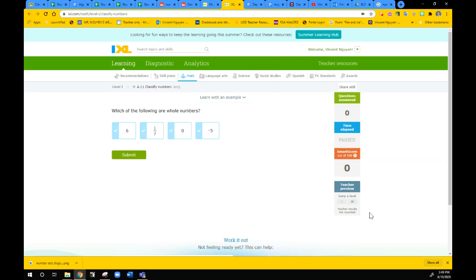So here's the first problem, and of course, once I start repeating, I'm going to jump levels down here. So let's begin with this one. I don't know if I need WebPaint, but I'm going to open it up anyway, just in case I have to type. All right, which of the following are whole numbers?